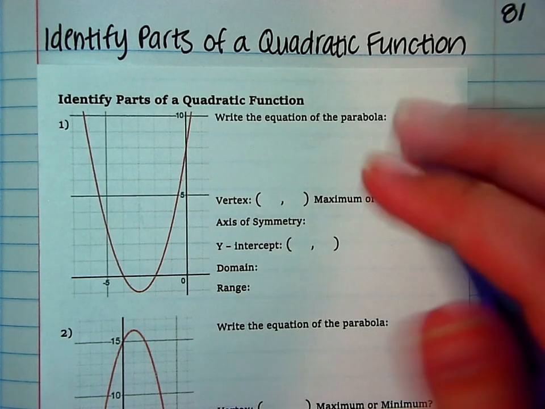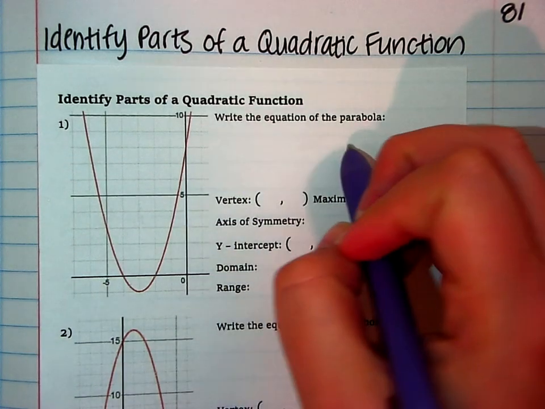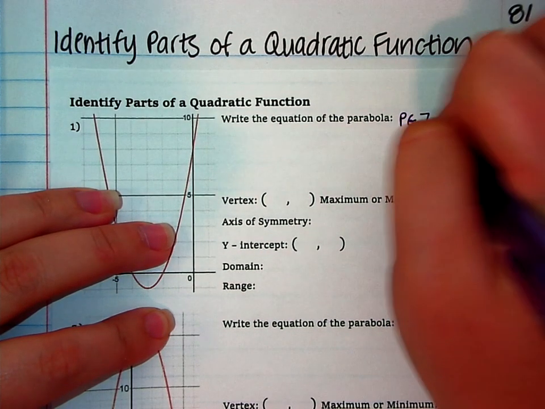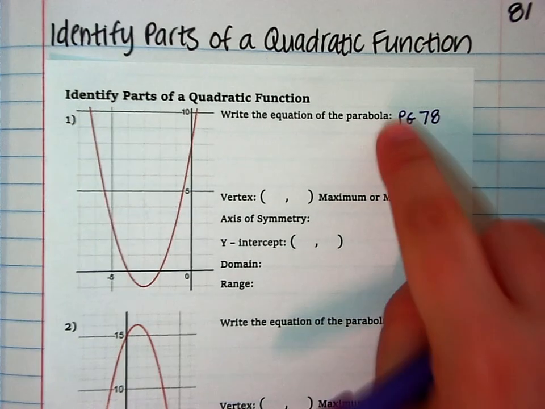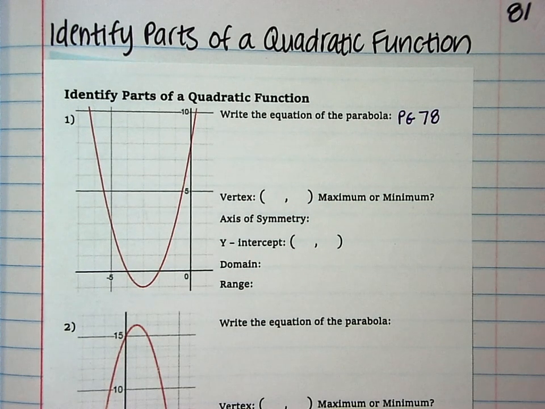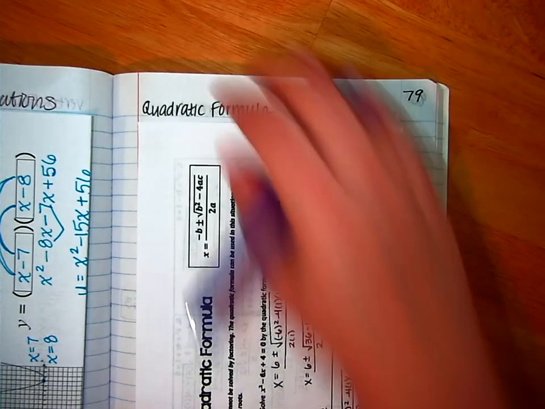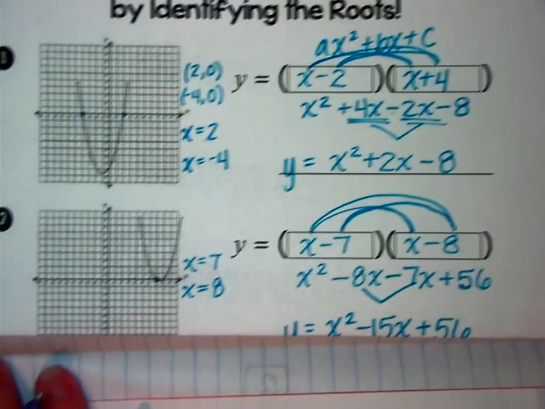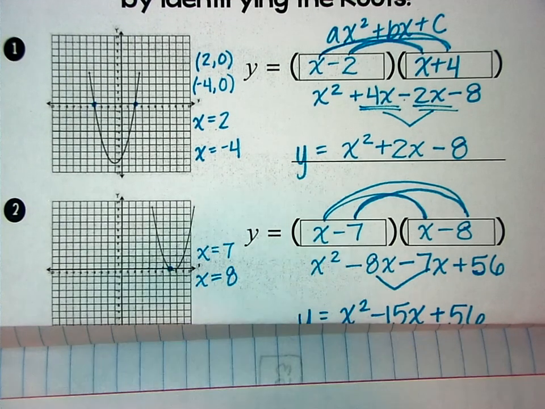Okay, so this is very similar, or at least the first part of each question is similar to what we did on page 78, writing the equation of a parabola given the graph. So let me go back to 78 and go over that real quick. I remember teaching this in class, and after I taught the first one, you guys were like, oh, that's it? Oh, okay, that was easy. So hopefully it's the same today.